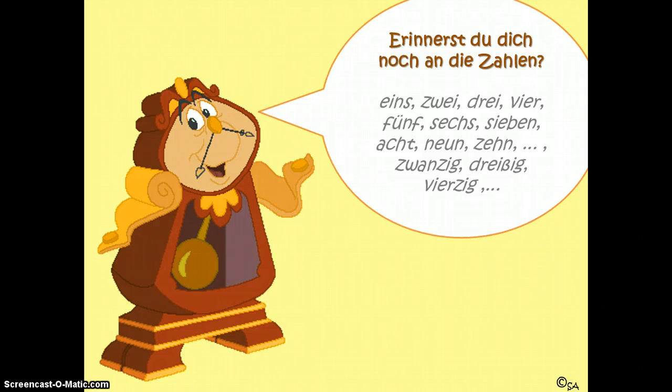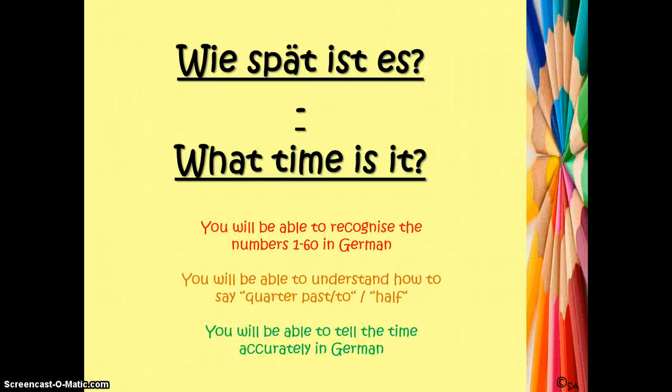Can you remember how to say the numbers 1 to 60 in German? Some of the examples you will see on the screen right now, such as 1, 2, 3, and so on. If you cannot remember them and if you do not feel confident using them in German, I would suggest you pause the video right now, have a look at your diaries or at your exercise books, and revise those numbers because they are an essential part of telling the time, which we're going to look at in this video.